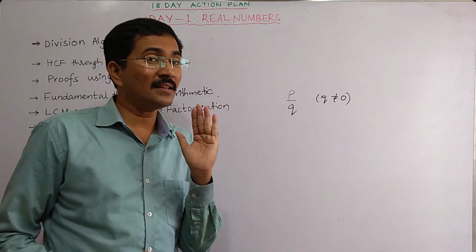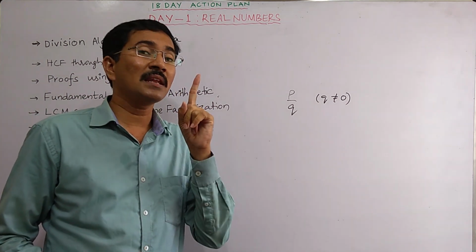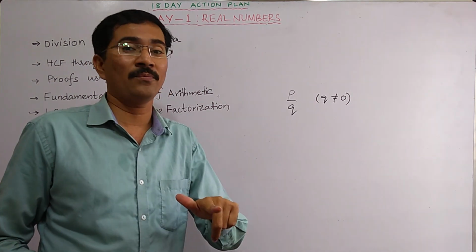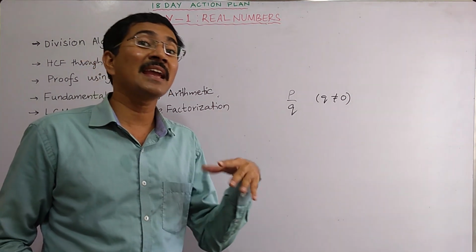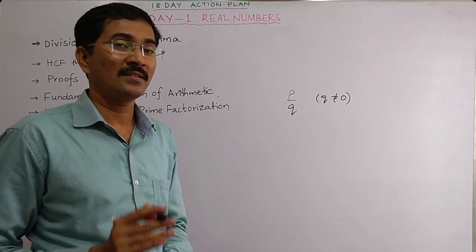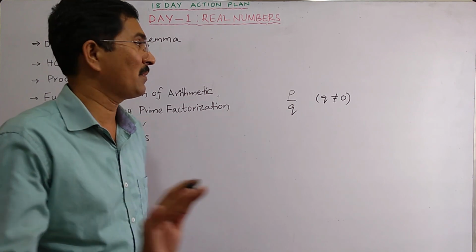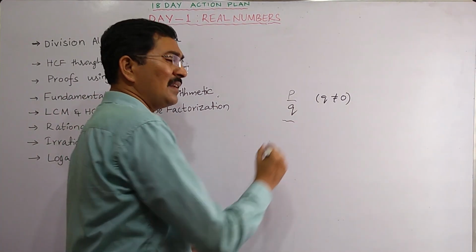Please don't forget, the definition says the numbers that can be expressed, not that the numbers that are in the form of. So only those numbers that can be expressed in the form of p by q, not that every rational number is in the form of p by q. Please remember. So let us see.